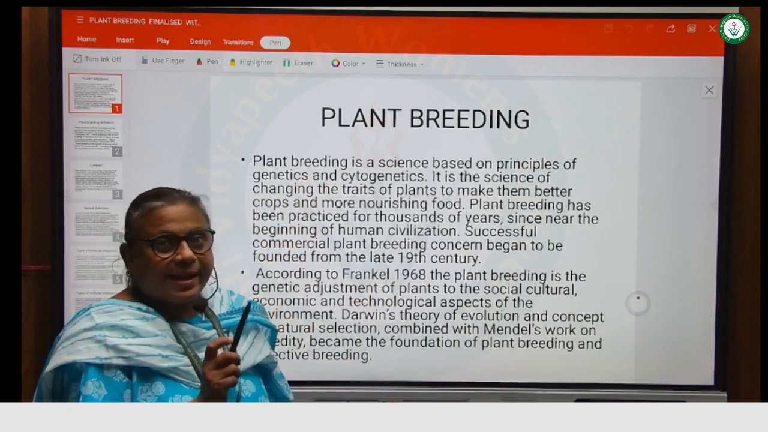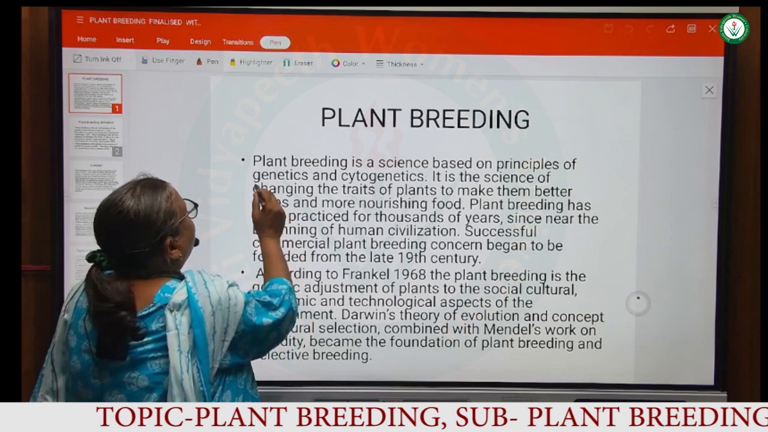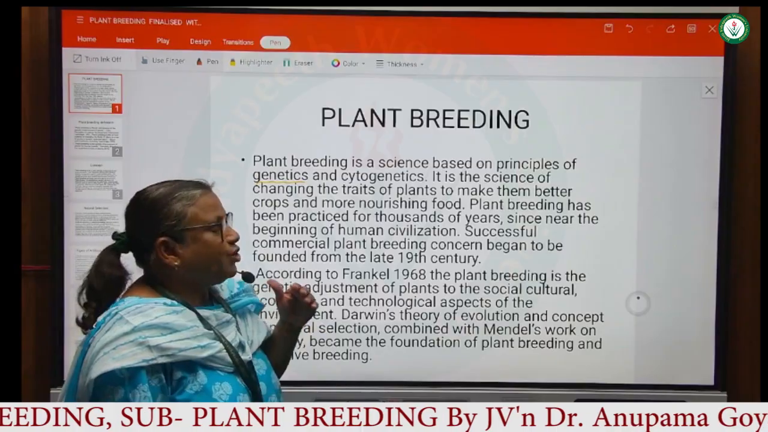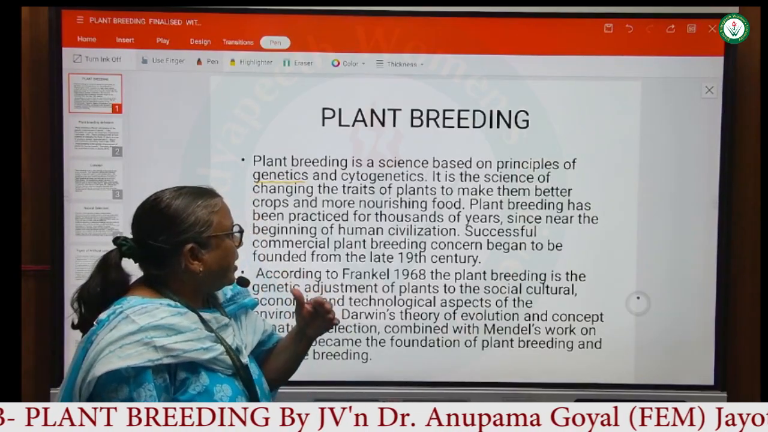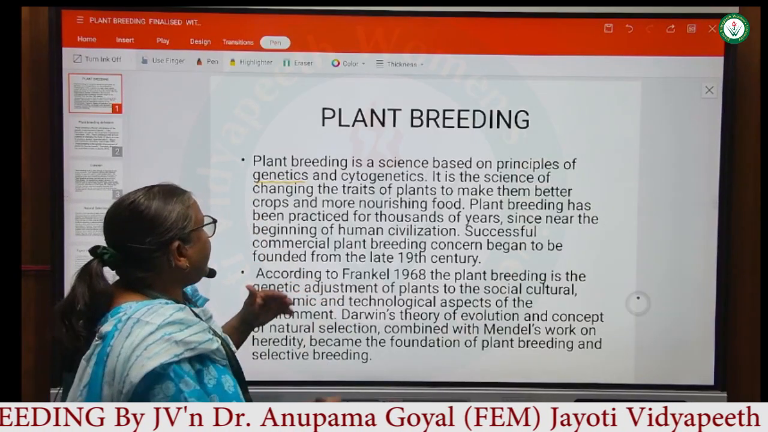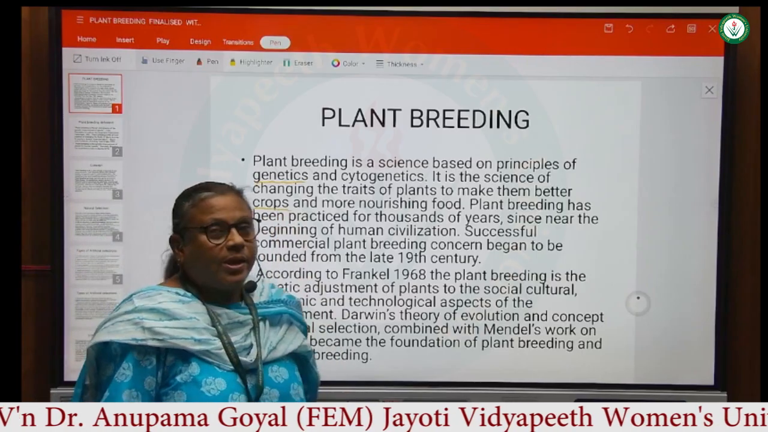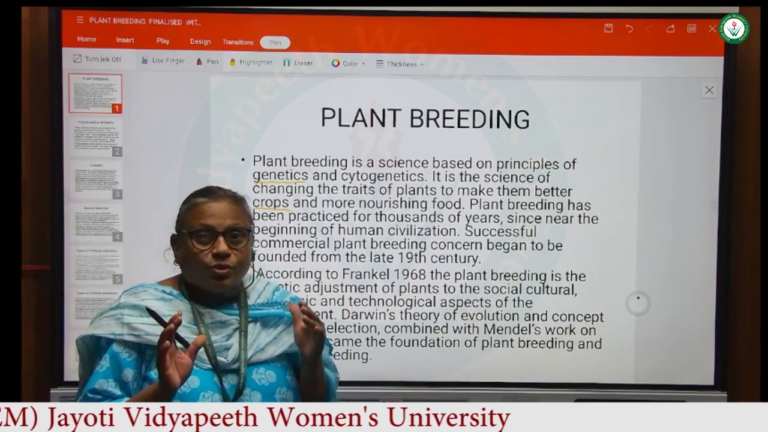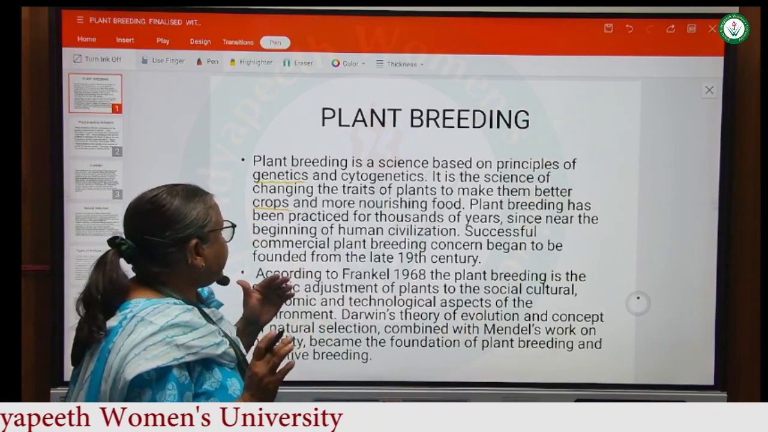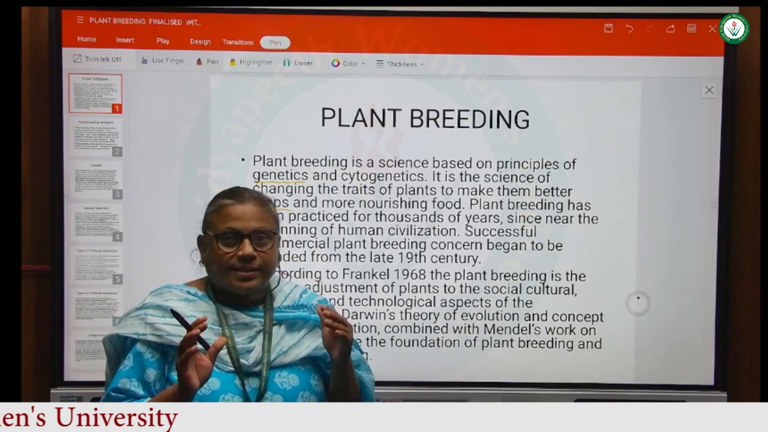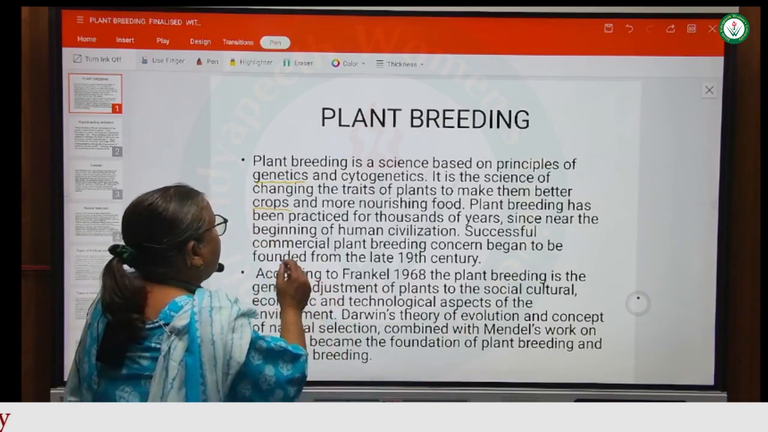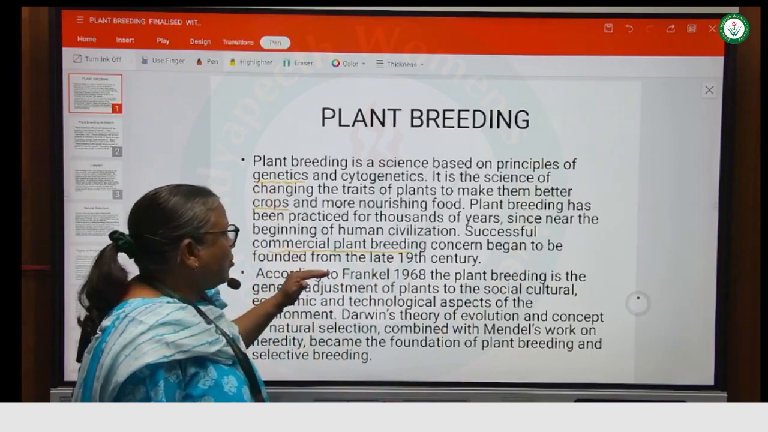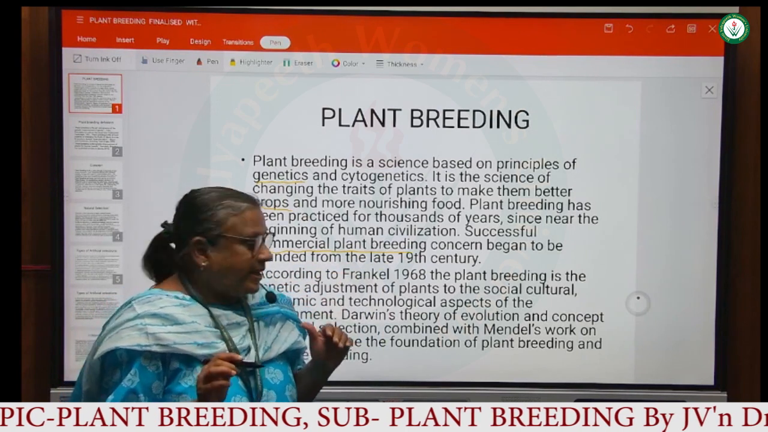Plant breeding is a science based on principles of genetics and cytogenetics. It is a science of changing the traits of plants to make them better crops and more nourishing food. Plant breeding has been practiced for thousands of years since near the beginning of human civilization. Successful commercial plant breeding concerns began to be founded from the late 19th century.